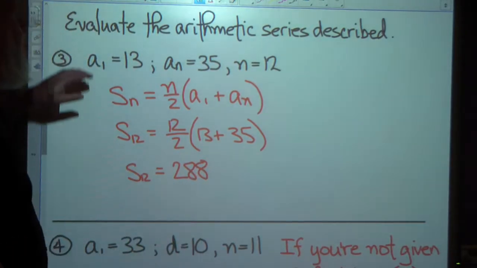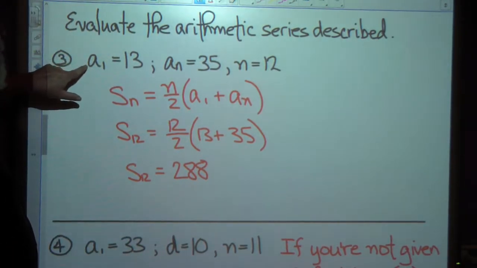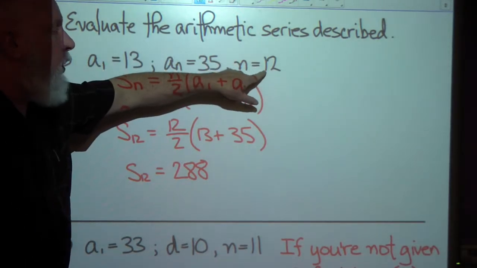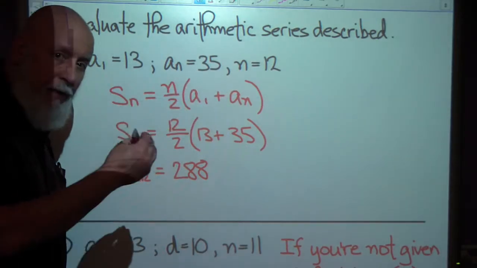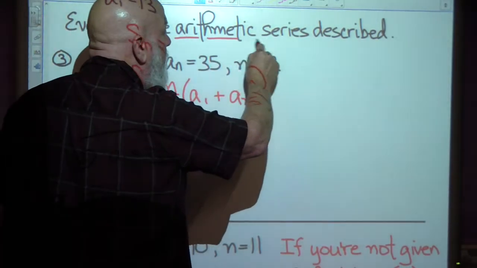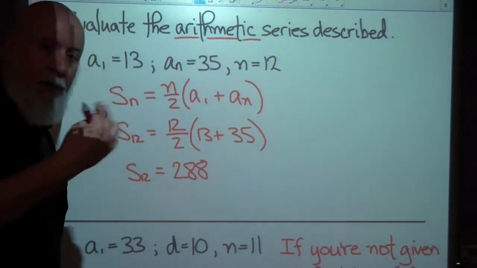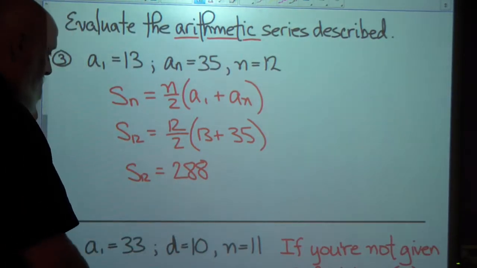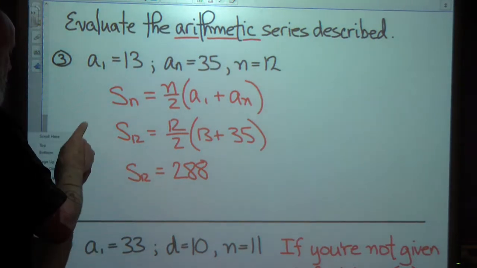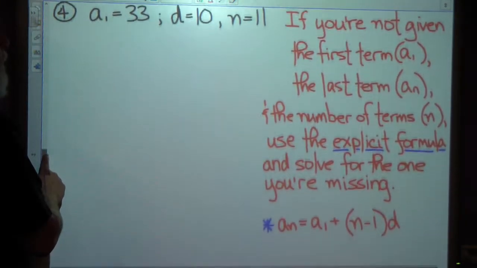We had the series described to us. If the series has the first term of 13, a last term of 35, and there are 12 terms in the series, and it's definitely arithmetic. It has to be arithmetic or this won't work. Okay, based on what we've done for the last couple days, arithmetic. So there we go. Let's take a look at another one.